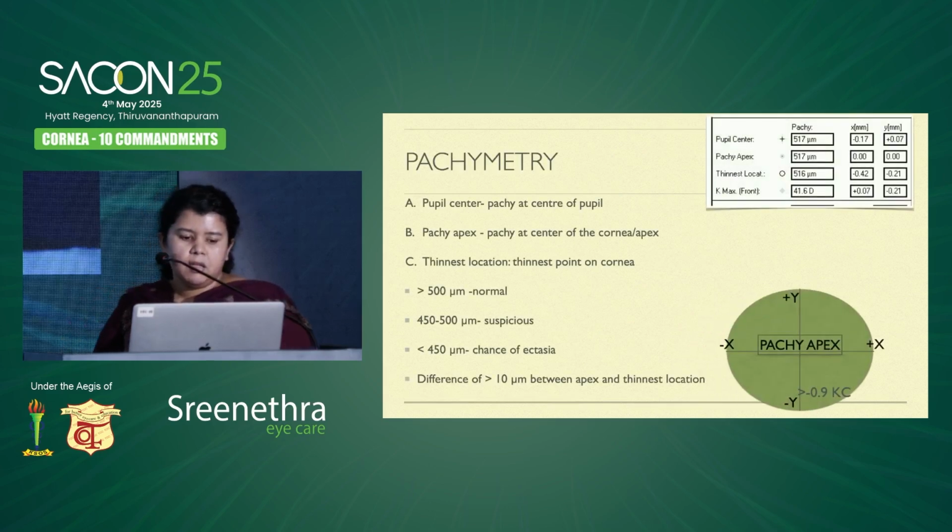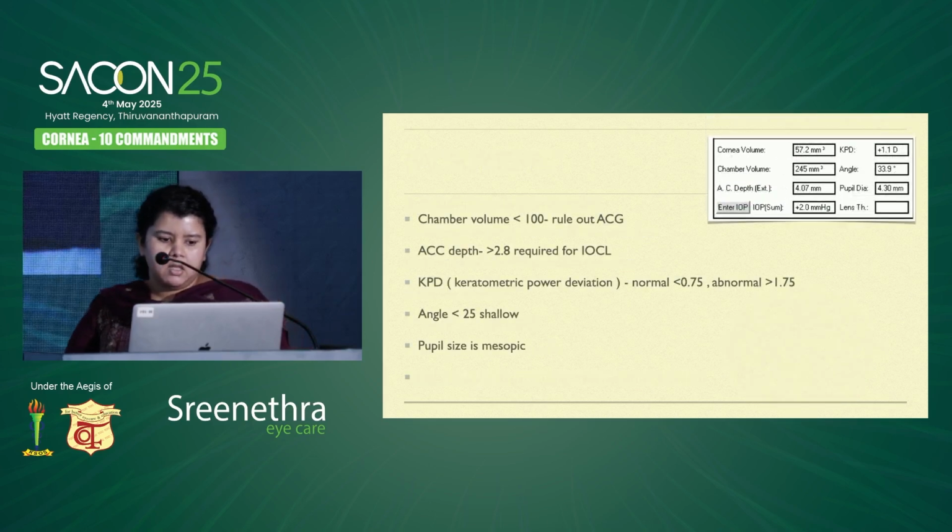R per is the radius of curvature. Pachymetry, the pupil center is the pachymetry at the center of the pupil. Pachy apex is at the apex of the cornea, and the thinnest location is at the point at which it is thinnest. More than 500 micrometers is normal, 450 to 500 is suspicious, and less than 450 there is more chance of ectasia, and a difference of more than 10 micron between apex and the thinnest location is considered significant.